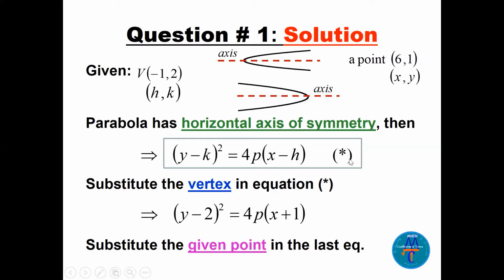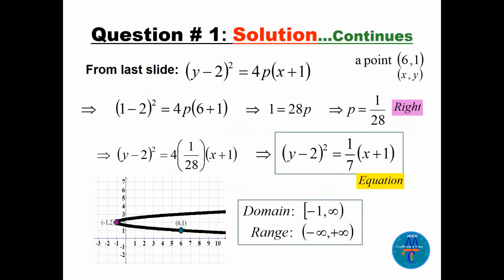If I call this equation star, I replace the point that's given in the question, 6 and 1: 6 in the x and 1 in the y. Why did I put these graphs? Because the question says it has a horizontal axis of symmetry, so either this is the equation or this is the equation, just for imagination purposes. You can pause here a little, and replace this point to find p, because p will tell us the focus.